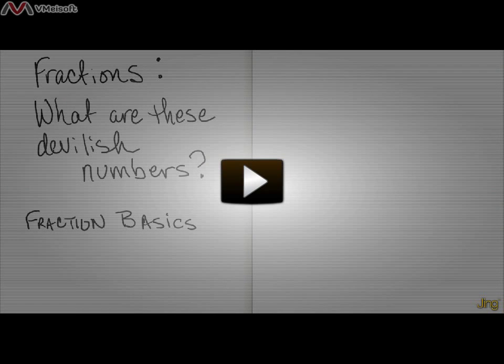Hello there. We're going to be discussing a type of number today that gives students a great deal of difficulty. As you can see from the titles here on the left, we're going to be talking about fractions, and we're going to just do some basic discussion about what fractions are. And I've called them devilish numbers because quite often students find it very difficult to work with fractions. I hope the approach I'm going to take today will help you understand them better, and will hopefully be able to alleviate some stress you have related to fractions.